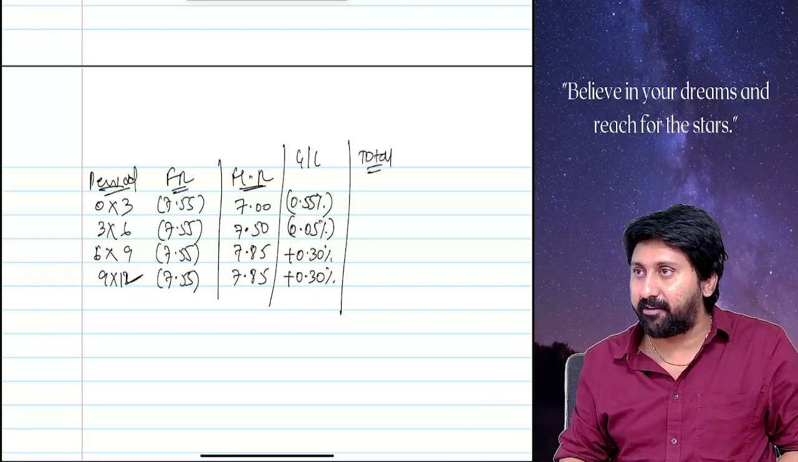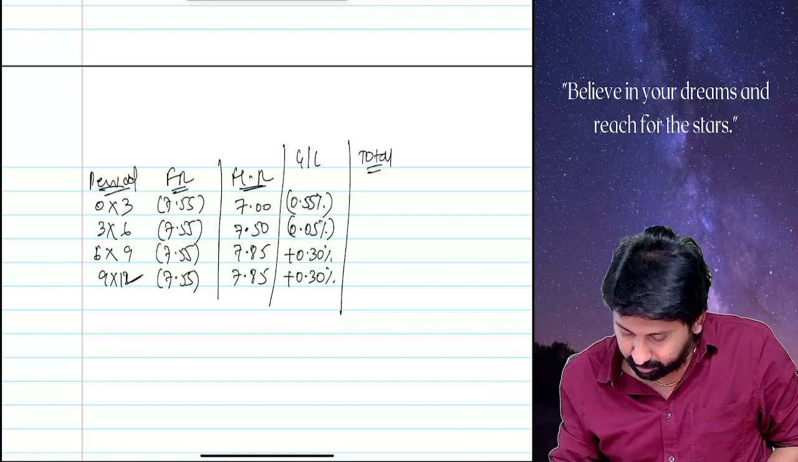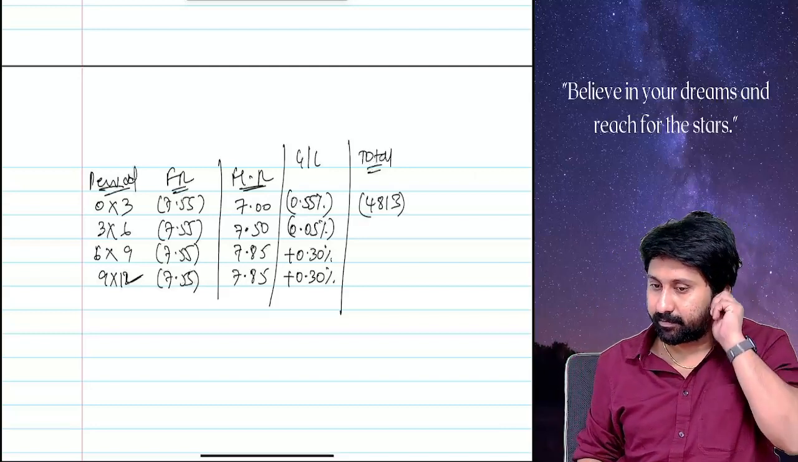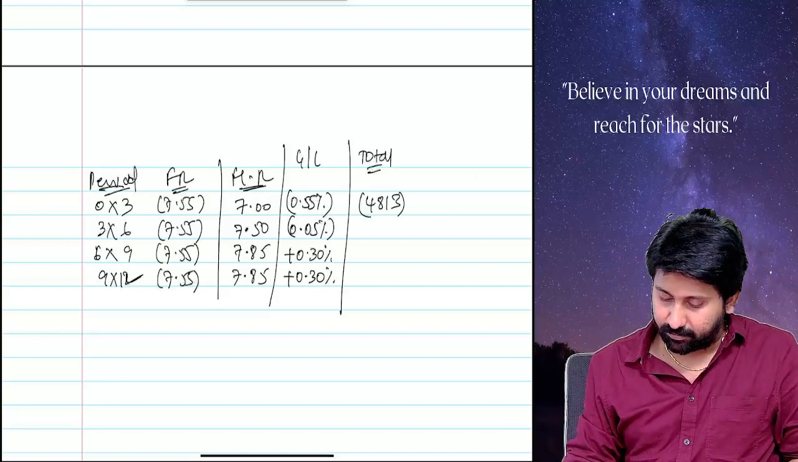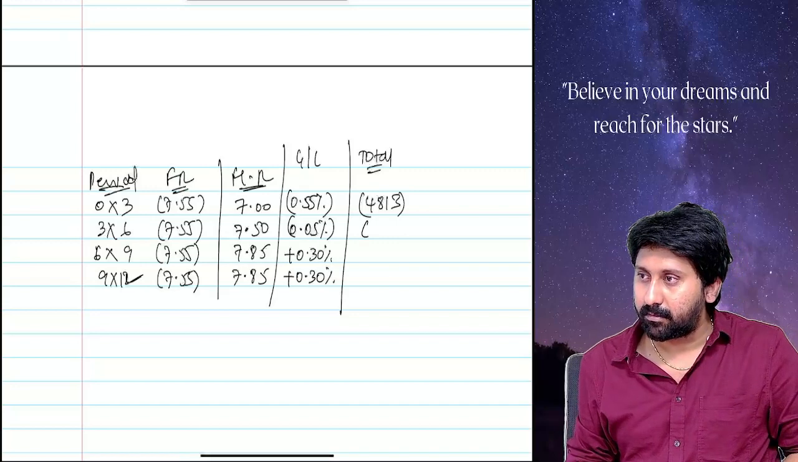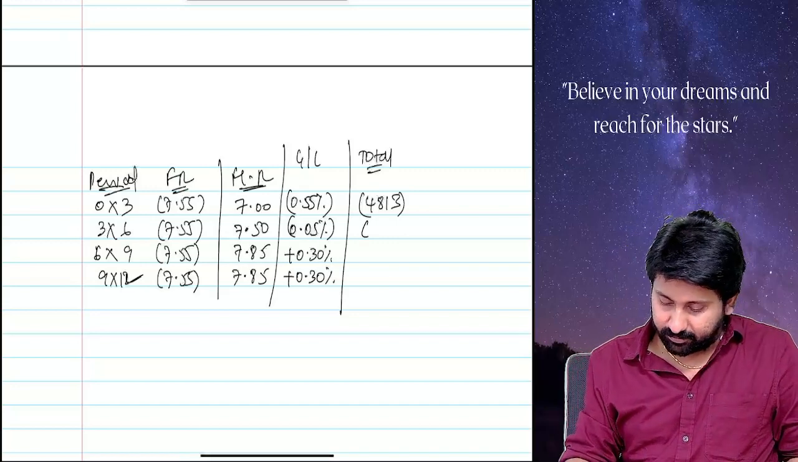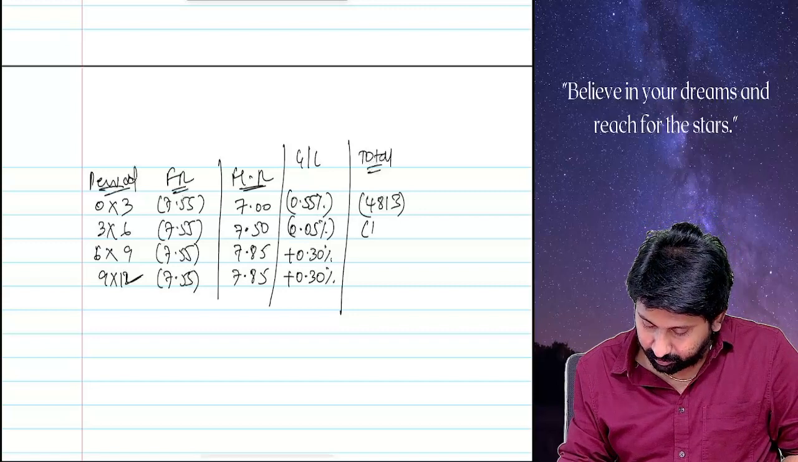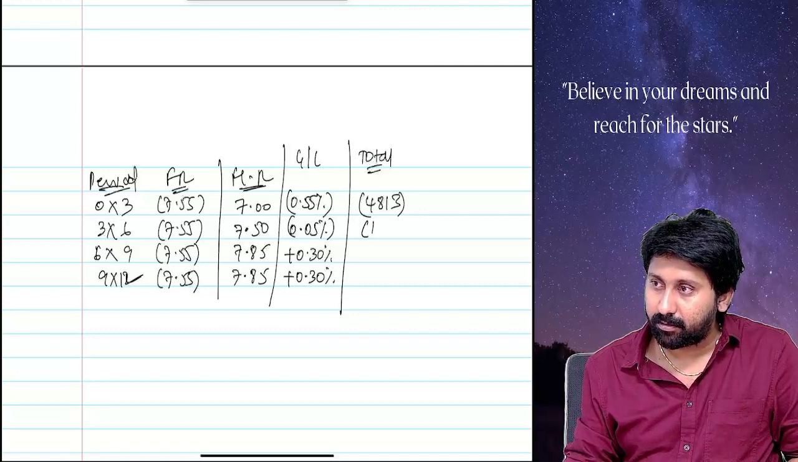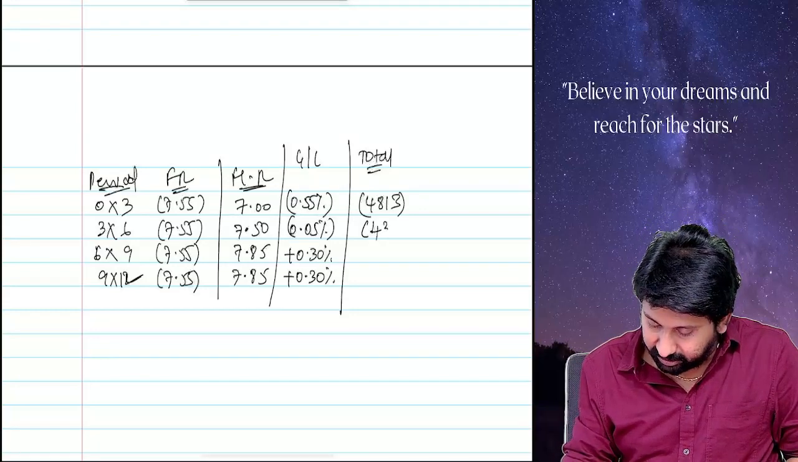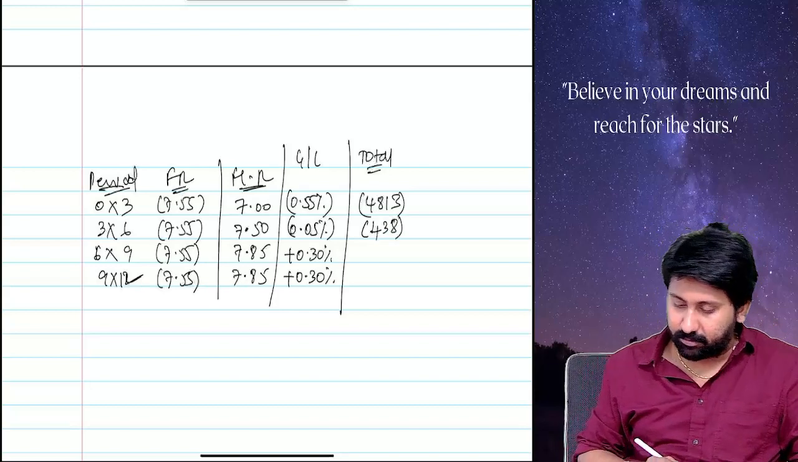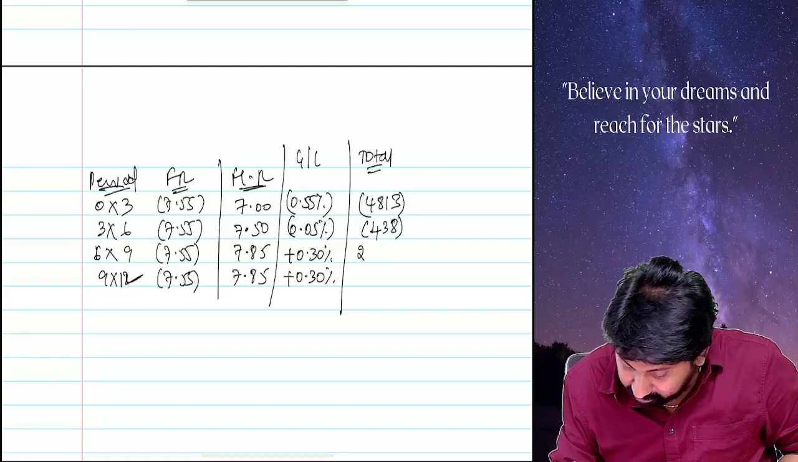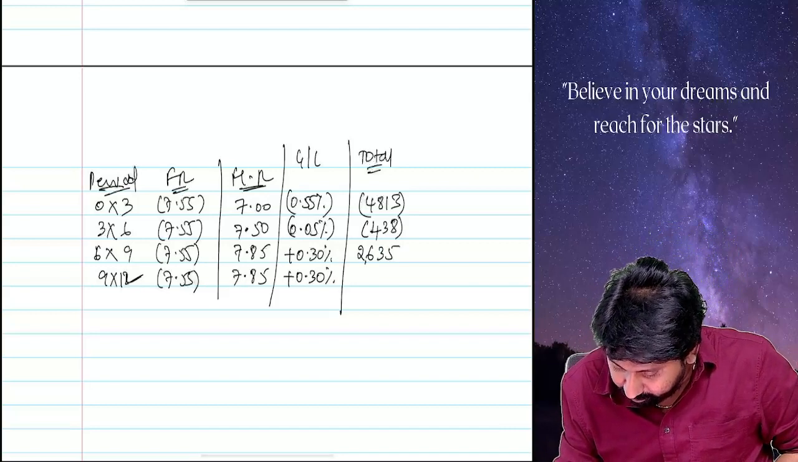35 lakhs into 0.55% into 3 by 12. 4812.5, sorry, 4813 loss. Next. 35 lakhs into 0.05% into 3 by 12. 437, 438. Yes, sir. Next. 0.3. 2625.